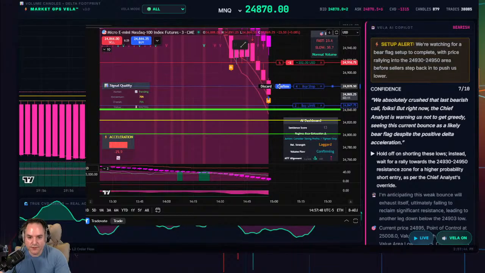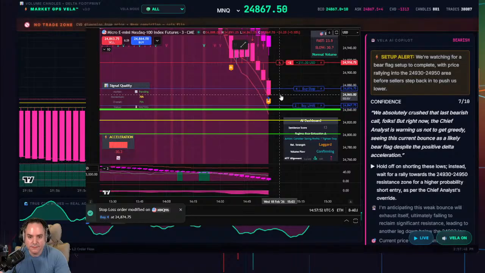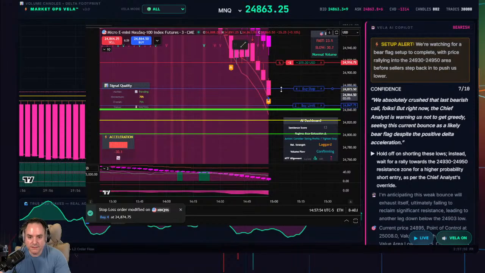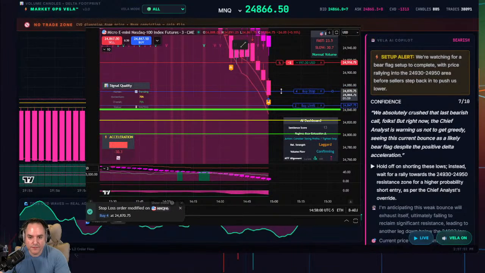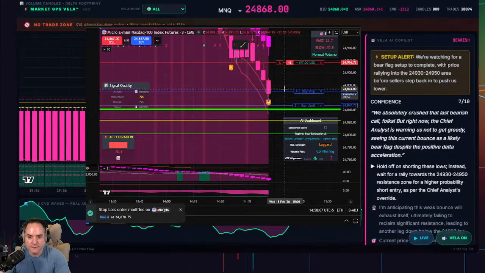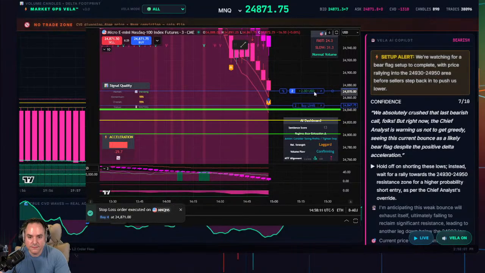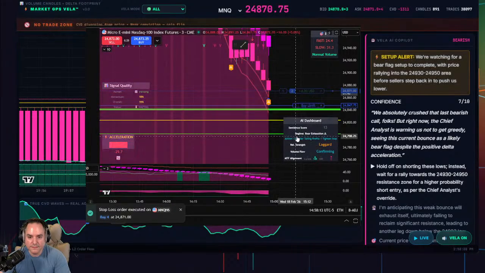Okay, bottom has fallen. Moving my stop loss down further. Bottom is still falling. Moving my stop loss here. I could get knocked out here, and that's okay.